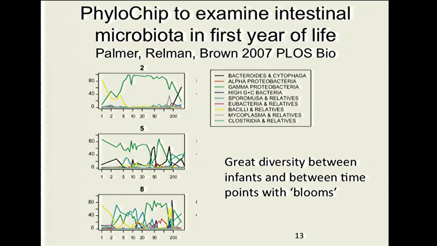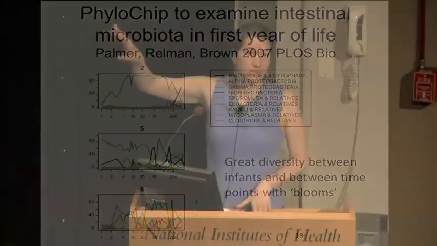The punchline of the story was that there's great diversity between infants and between time points, with these spikes that you can see, these blooms here, and that is part of the normal process. As you can imagine, the child makes major shifts as they go from breast milk to cereal to eating a diverse diet, much as they do with their skin microbes, as they go from always being held to being seated to then crawling around and exploring their environment. Also, as infants they have these rolls of fat, and then their skin changes as they start running around and become leaner. So something like PhyloChip can give you this overall perspective of the microbial diversity over time, and how stable it is.